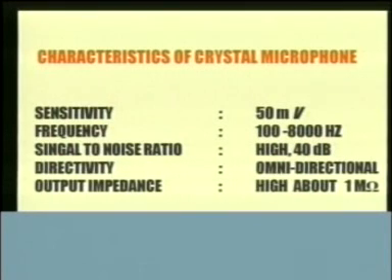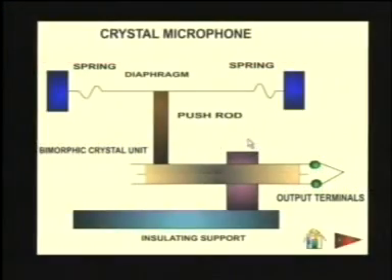Now let us see the characteristics of the crystal microphone. Sensitivity is 50 millivolts. Frequency response is 100 Hz to 8000 Hz. Signal to noise ratio high, 40 decibels. Directivity omnidirectional. Output impedance high, about 1 megaohm. Now we go for the crystal microphone.